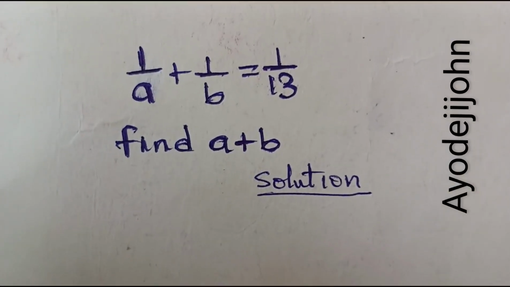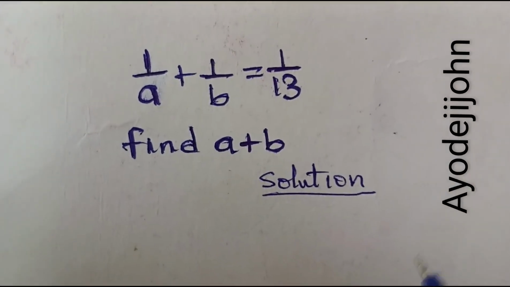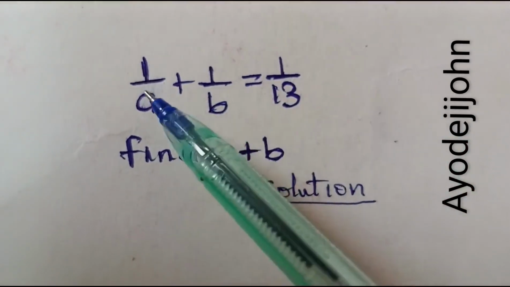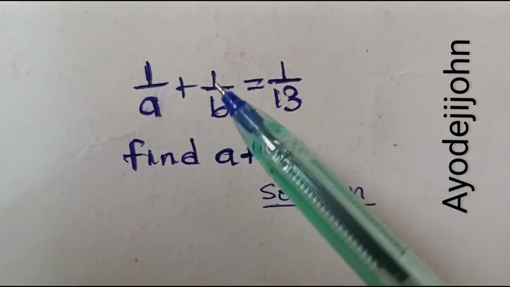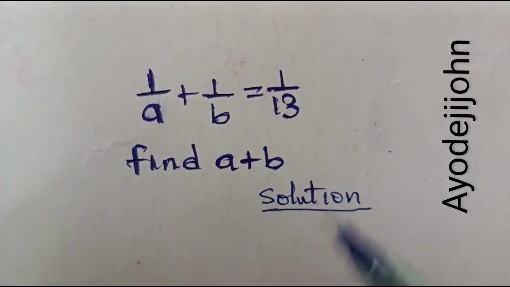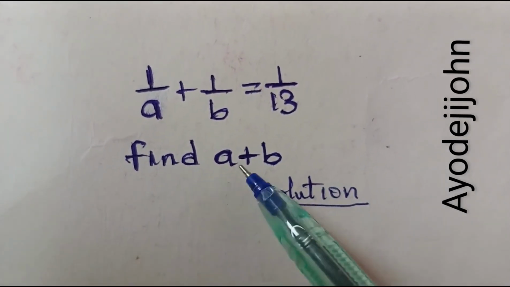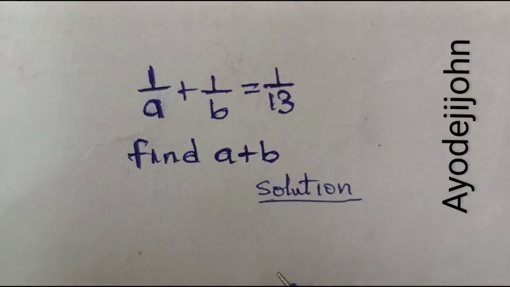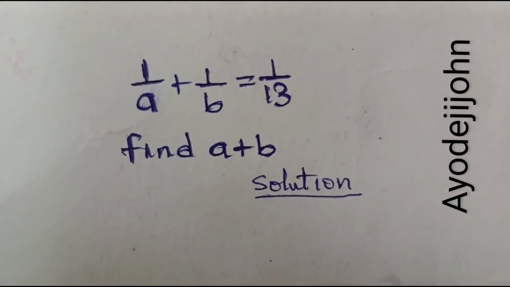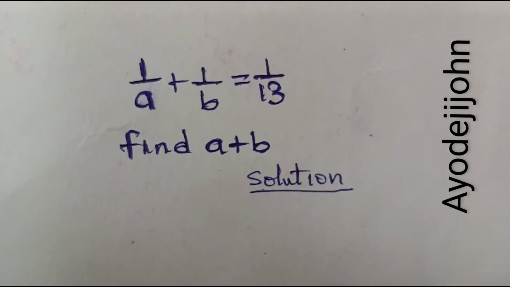Let's solve this Olympiad mathematics. 1 over b plus 1 over a, we are adding 1 over a plus 1 over b equals 1 over 13. We are to find a plus b. To do this, we do the normal addition of fractions first.